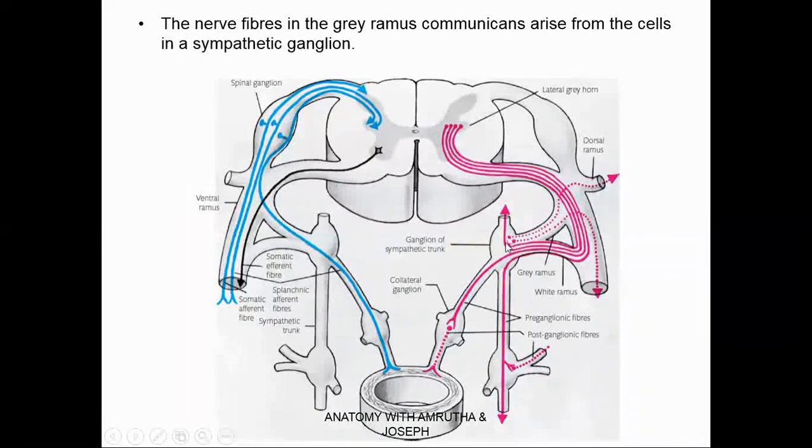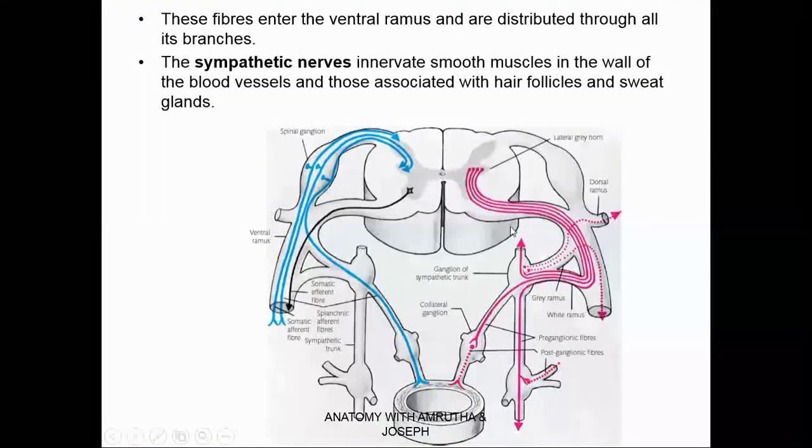Gray rami communicants are the fibers starting from the sympathetic ganglia. The group of cells inside the sympathetic ganglia give out cell processes, and they are called the gray rami communicants. The gray rami communicants entering the spinal nerve are supplied through the spinal nerve to different parts of the body. The sympathetic nerves innervate smooth muscles in the wall of blood vessels and also the sweat glands associated with the hair follicles.